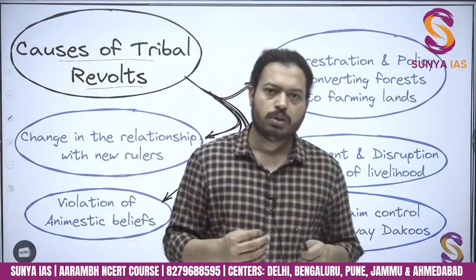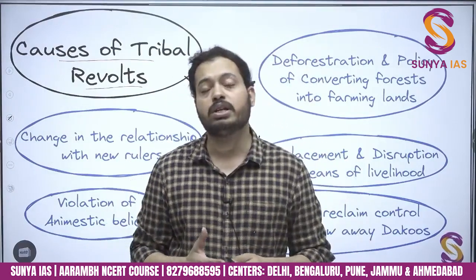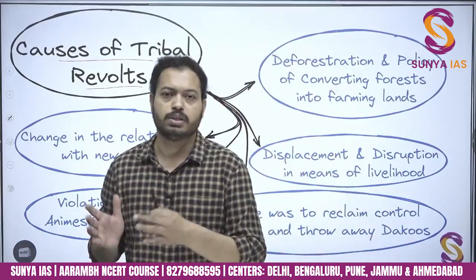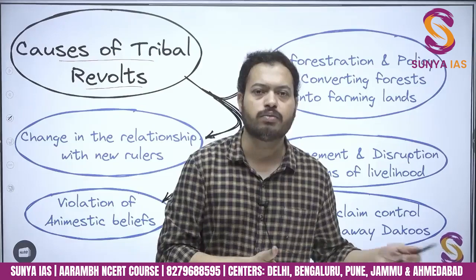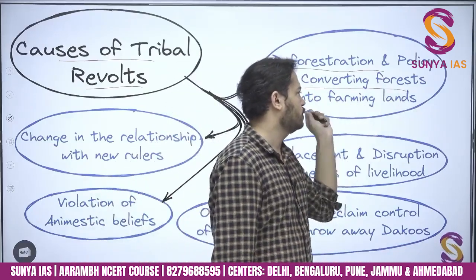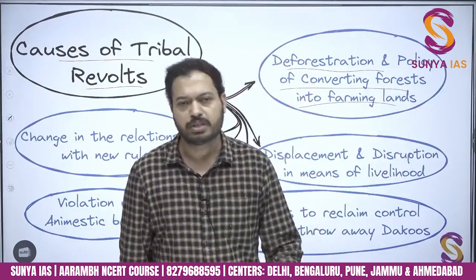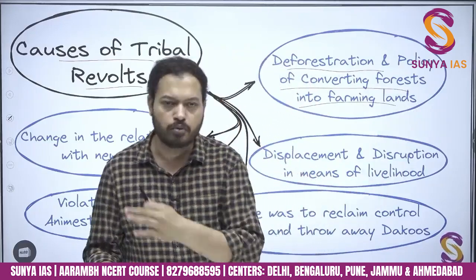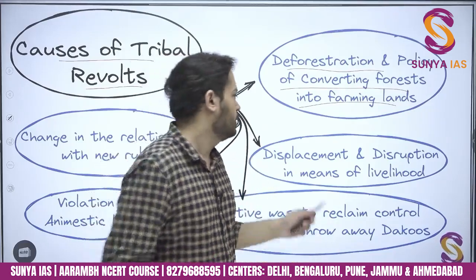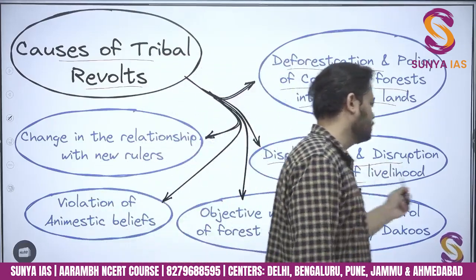So all the farmland, all the forest land was taken over, deforestation was done, people were removed, the land was given for farming purposes. So deforestation and the policy of converting forest into farming lands. Okay, so basically the whole process of Bedakhi, removal of the original inhabitants of the forest. Okay, then displacement and disruption in the means of livelihood.